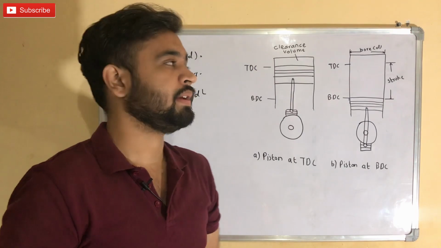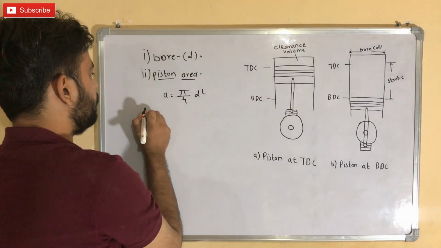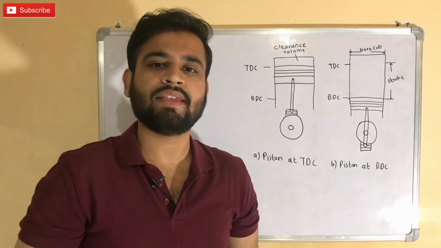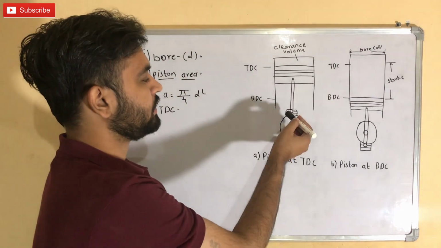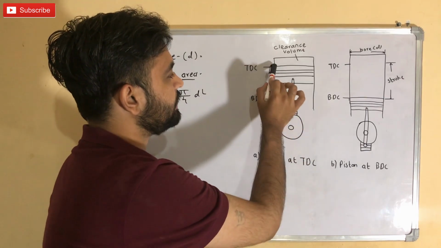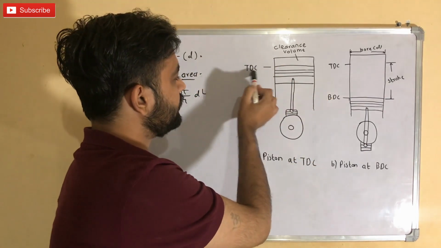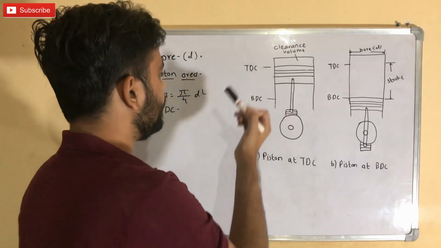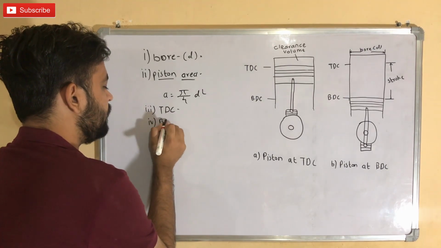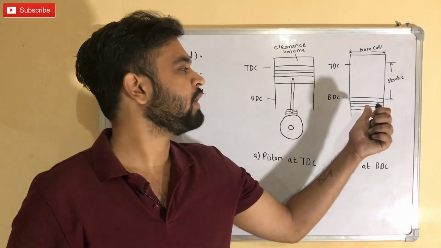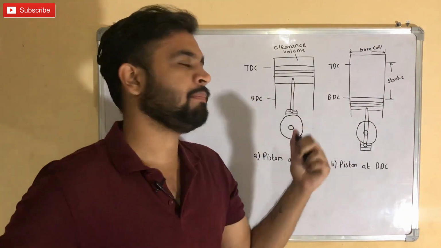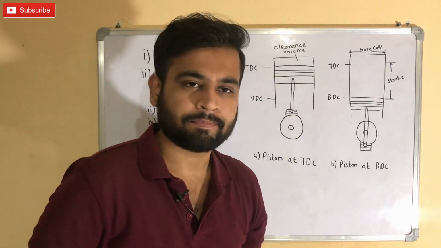So our next dimension is TDC, which is top dead center. The TDC is nothing but the position in which the piston is at its uppermost position. So whenever the piston is in the uppermost position, that position is called top dead center, or we can call it TDC. Similarly, BDC. BDC is whenever the piston is at its lowest position, that position is called BDC, or bottom dead center.